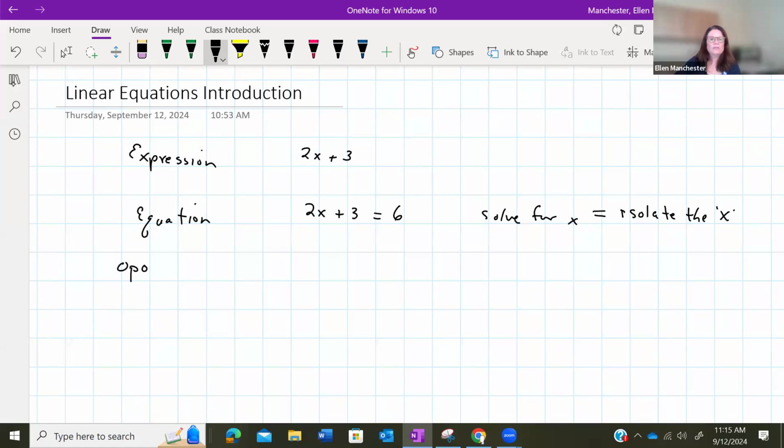So what is the opposite? Here we go. What's the opposite of addition? Subtraction. Okay, so if you have something like x plus 3 equals 5, you can logically think through, okay, so what do I add to the 3 to get 5, right?